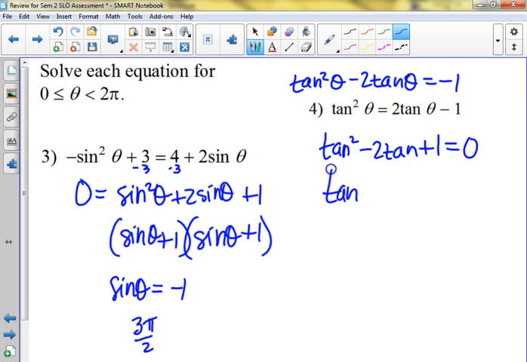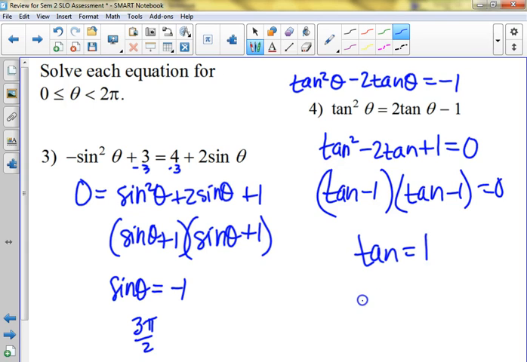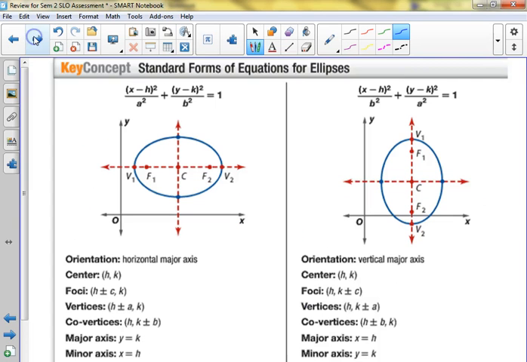So we end up with tan minus 1, tan minus 1. Does that seem like I factored that right, guys? So I get where the tangent is 1, which would be at and 5 pi over 4. Is that right? Because it'd be both negative, right? Okay. All right. Today we're going to do conics.